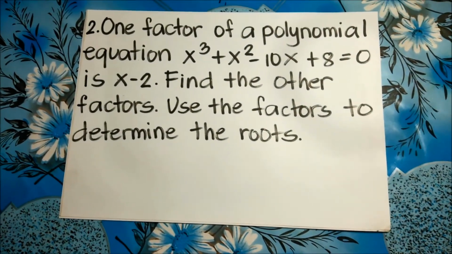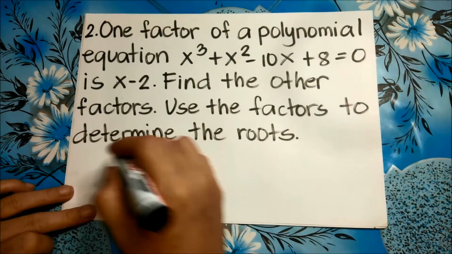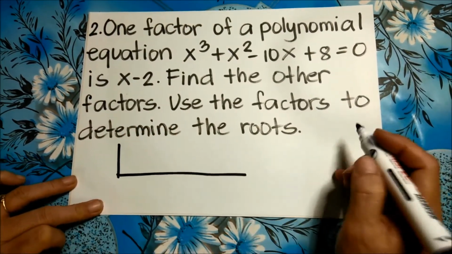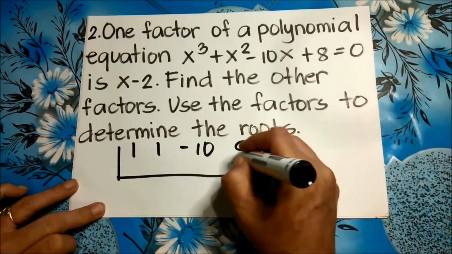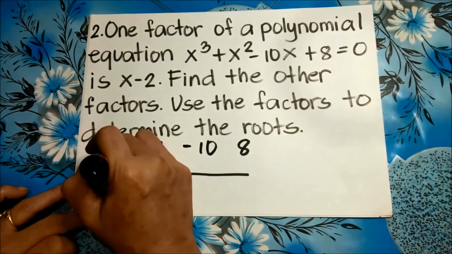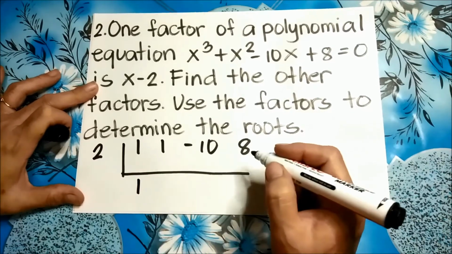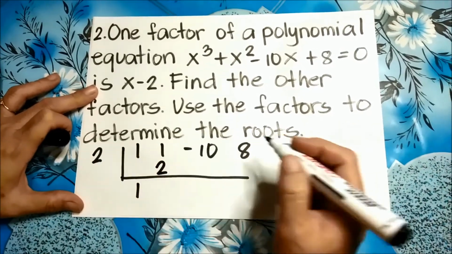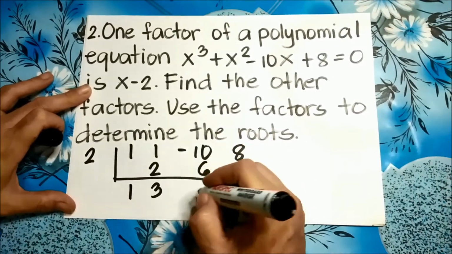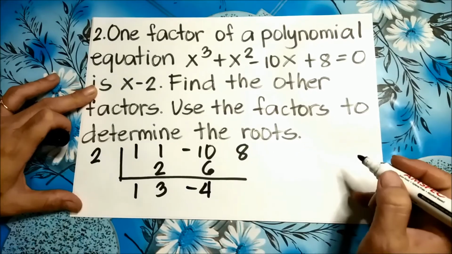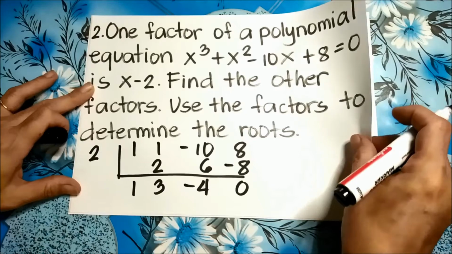So let us verify using synthetic division or remainder theorem. So we have here 1, 1, negative 10, and 8. So we use positive 2. So bringing down 1, we have 1. 1 times 2 is 2. 1 plus 2 is 3. 3 times 2 is 6. So you have negative 10 plus 6 is negative 4. 2 times negative 4 is negative 8, and that is 0.